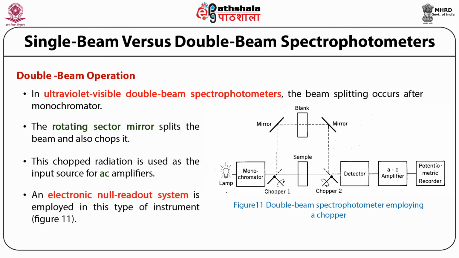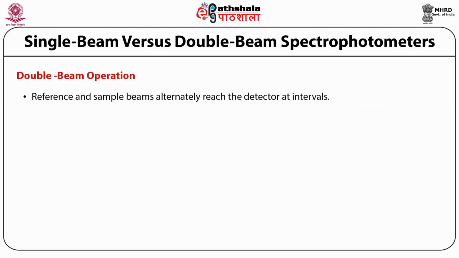An electronic null readout system is employed in this type of instrument, as shown in the figure. The reference and sample beams alternately reach the detector at intervals which depend on the rotational frequencies of the choppers. The instrument records the ratio of the reference and sample signals.